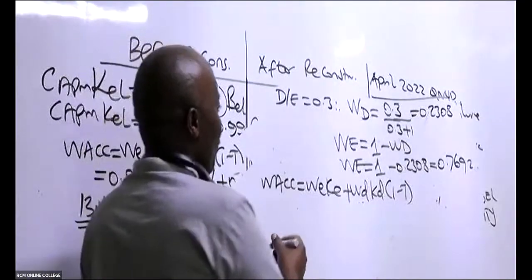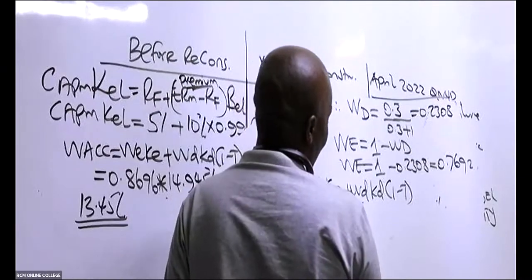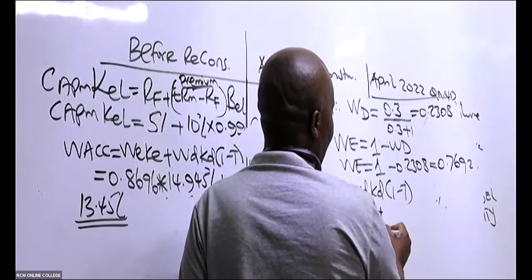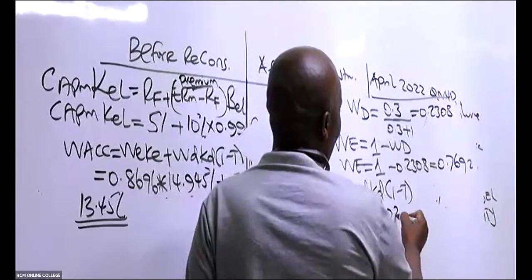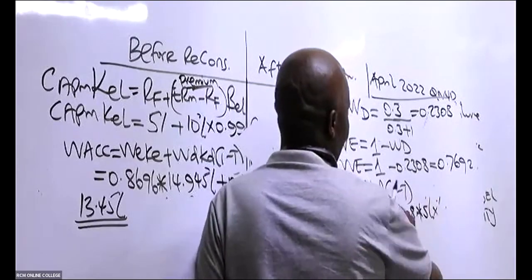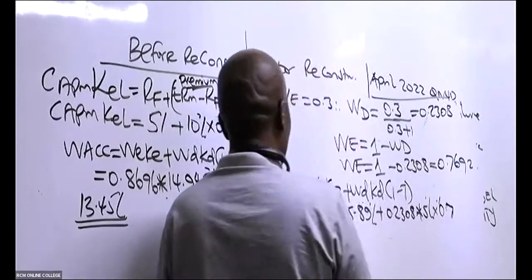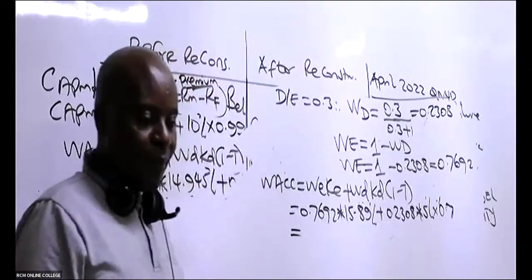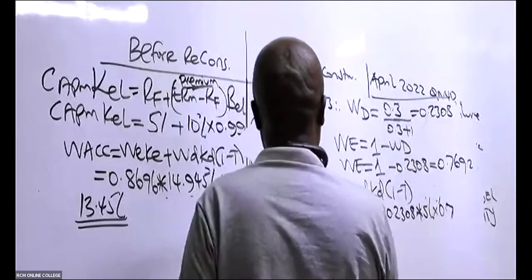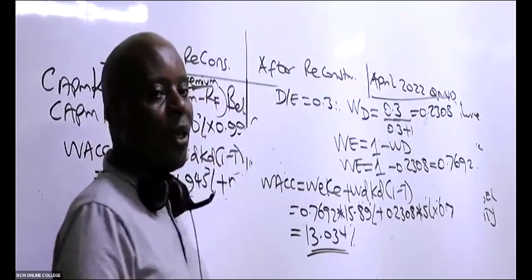So in this case now we have everything. Weight of equity is 0.7692 times cost of equity, which we got as 15.89, isn't it? Weight of debt is 0.2308 times KD, which is 5%, times 1 minus 30%, that is 0.7, which will end up giving us 13.034%.